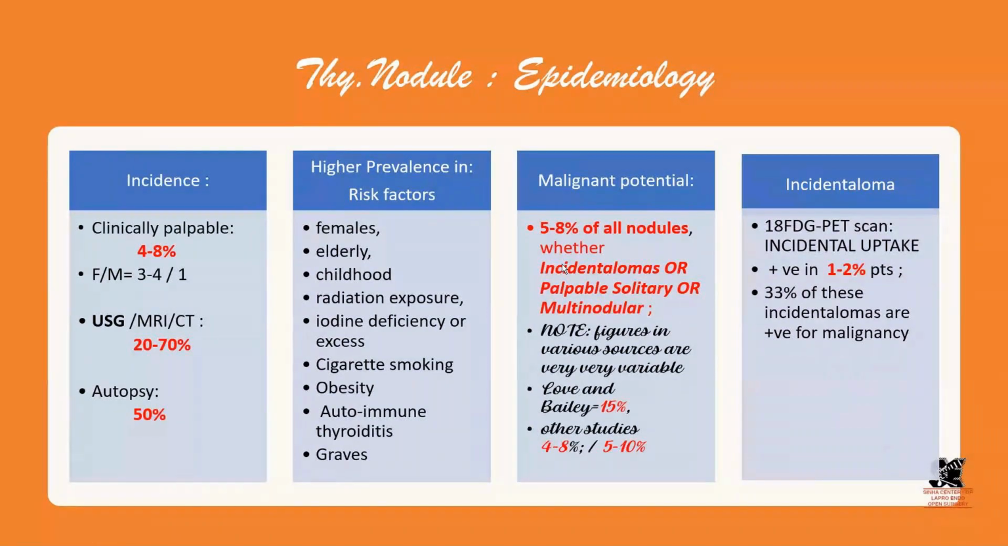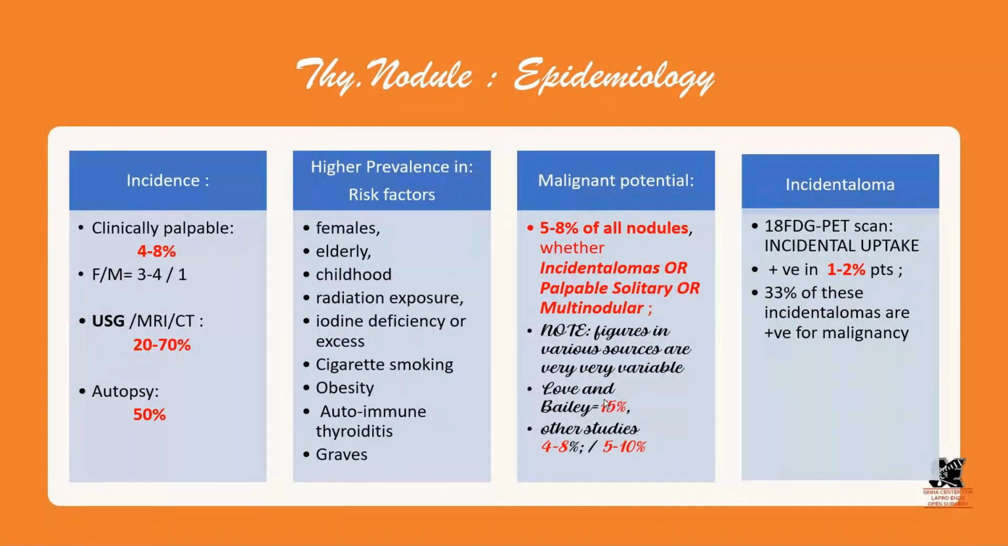But there's another catch to it. The figures in various sources are very variable. Love and Bailey gives a figure of 15% incidence of malignant potential, as compared to other studies which cite 4 to 8%, 5 to 10%, and similar figures. So again, we have a wide disparity in reporting, but we'll stick to the figure of 5 to 8%, or if you want, 10 to 15%, whatever. So that is the malignant potential.